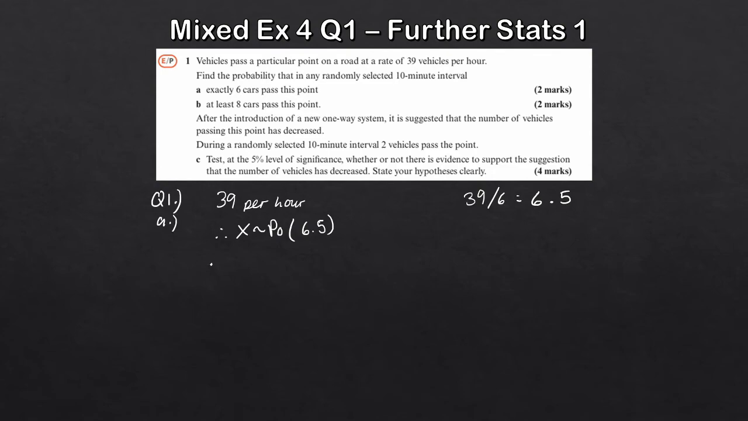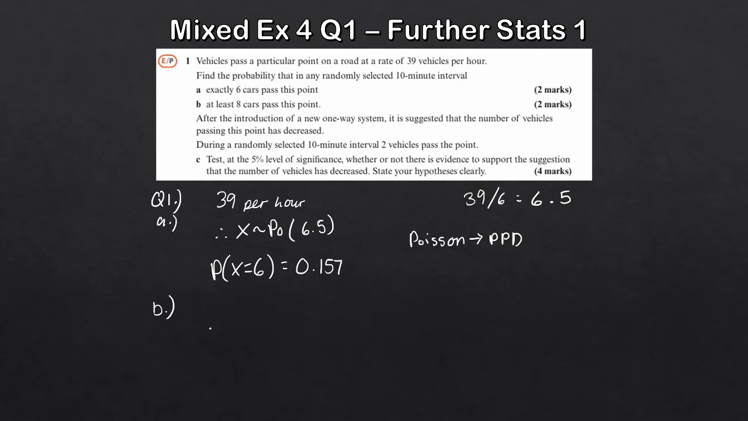So probability that X equals 6. Do it on your calculator. You should get 0.157. Okay. So you'd be using Poisson PPD for that one, because it's an exact value here, equal to 6. So part B, is it part B? Yeah, part B.